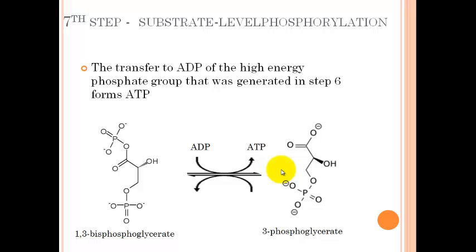So seventh step, as I told before, 1,3 bisphosphoglycerate is a high energy compound, so you can produce ATP from that compound. So 1,3 bisphosphoglycerate is converted into 3-phosphoglycerate. And remember this reaction, this is a substrate level phosphorylation.